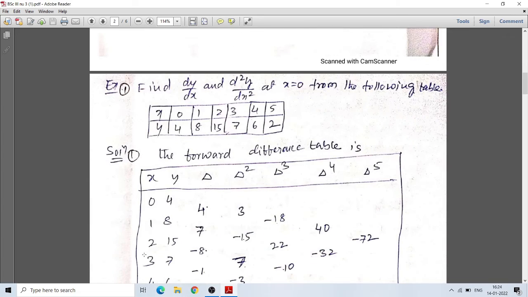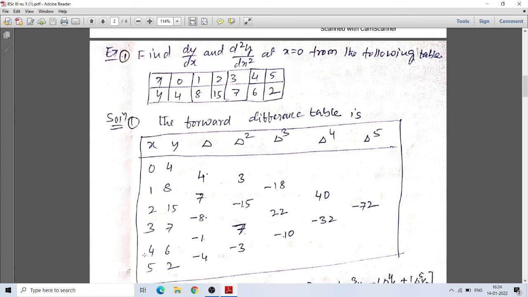Let us move on to try some examples. Find dy by dx and d square y by dx square at x equal to 0 from the following table. The table is like this: x values are 0, 1, 2, 3, 4, 5 and y values are 4, 8, 15, 7, 6, 2. From the table, you find the first forward difference table, and find the first difference.